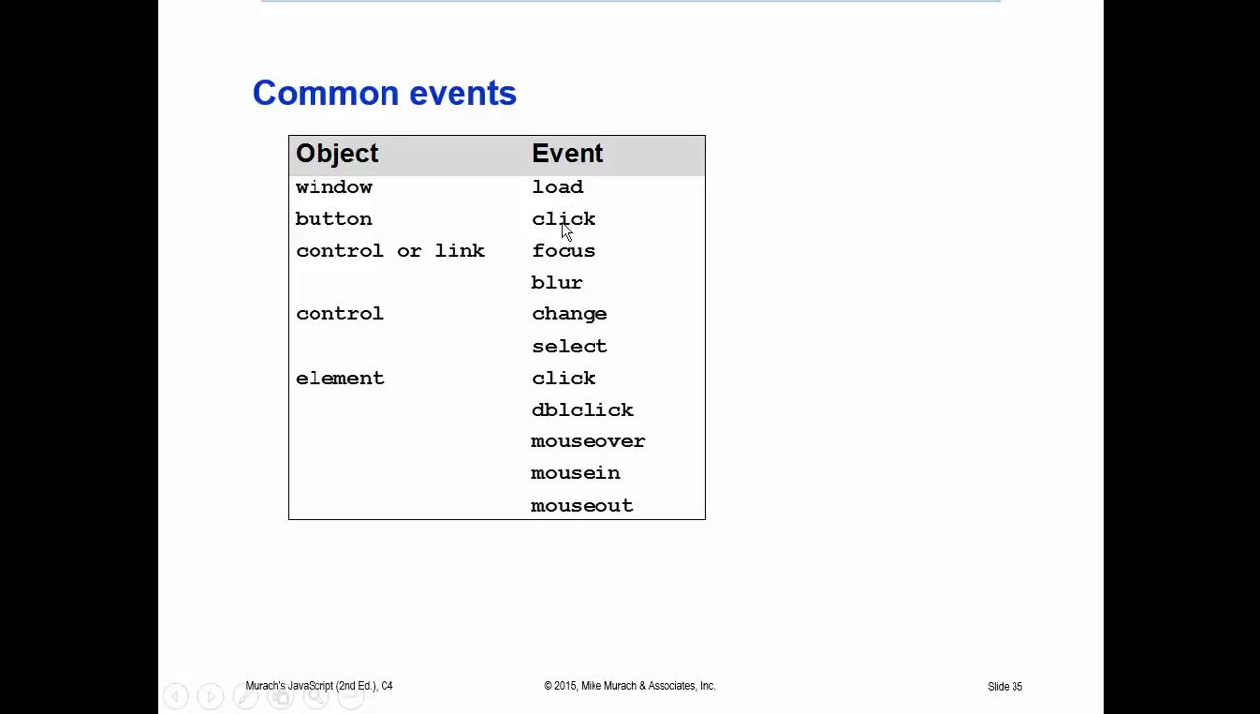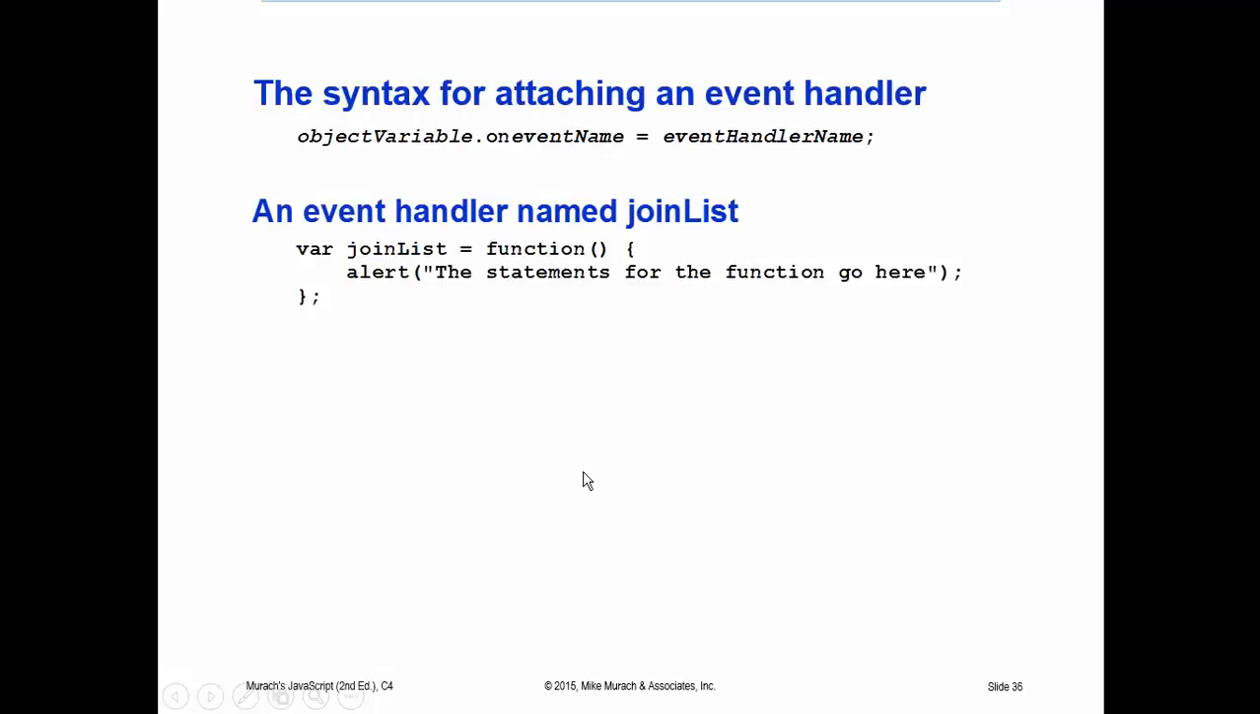Loaded into memory, clicking, like clicking a button or something, when something gets the focus, when something loses the focus, when, for example, you are working with a text box and you start typing into it, when you select something, click, I already mentioned, but so that's the window can respond to that, buttons to this, different controls to this, other controls to this, elements to this. All right?